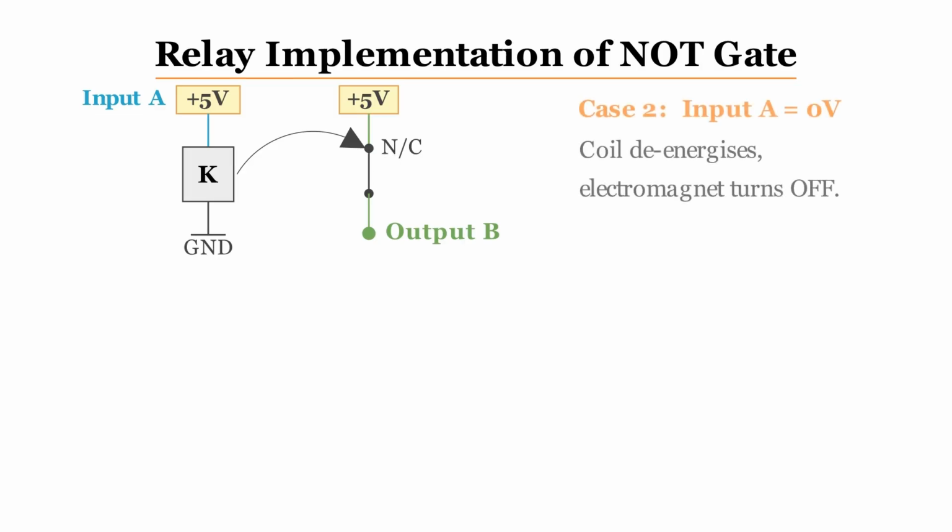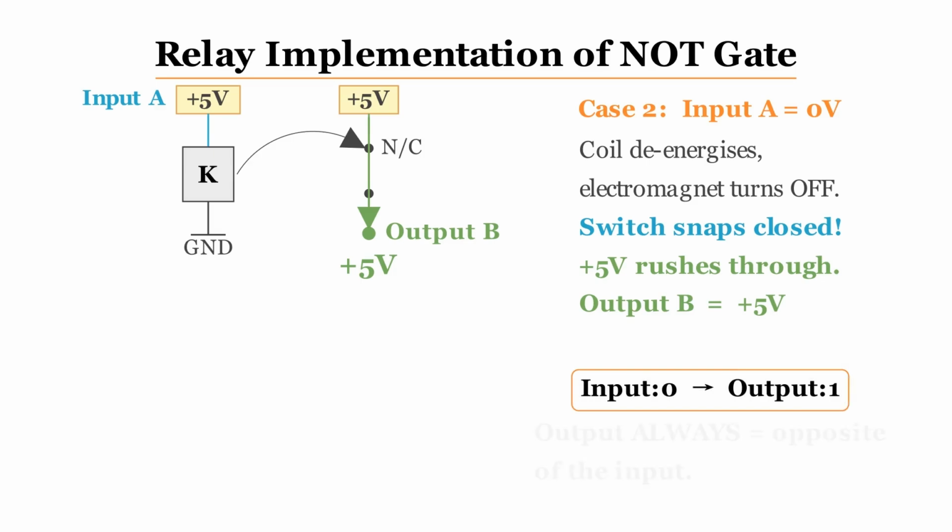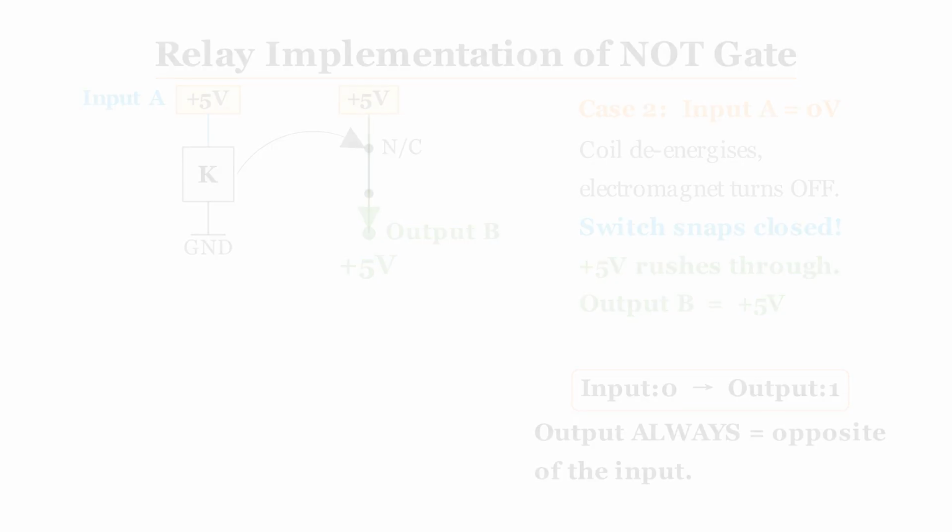Case 2. Now, let's drop input A to 0 volts. The coil loses its power. The electromagnet turns off. Because it's a spring-loaded, normally closed switch, it snaps back into its resting position. The path is restored. The plus 5 volt supply rushes across the switch, and output B becomes plus 5 volts. We put a 0 in, and we got a 1 out. The output is always the opposite of the input.